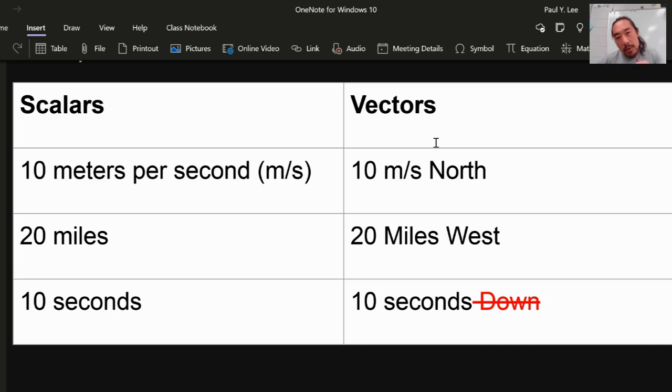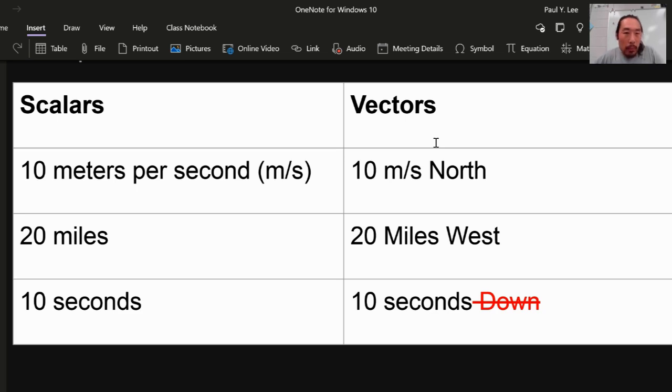So we're not going to be using feet or miles or yards, but rather meters and kilometers. A scalar example is 10 meters per second. But remember, the difference between a scalar and a vector is that a vector has direction. So we could write that instead as 10 meters per second north, right? And that north makes it a vector. Another example of a scalar would be 20 miles, and the vector version would be 20 miles west. Once again, that direction helps.